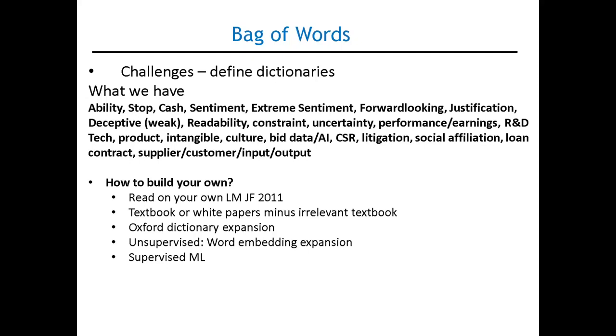So the first three approaches: the first approach is you read on your own. The second approach is to use a textbook. The third approach is using the similar words defined by a well-defined dictionary. These are all ways to establish the keyword list. That's the first step on your own subject. So today we are going to talk about using an unsupervised way to expand the keyword list.